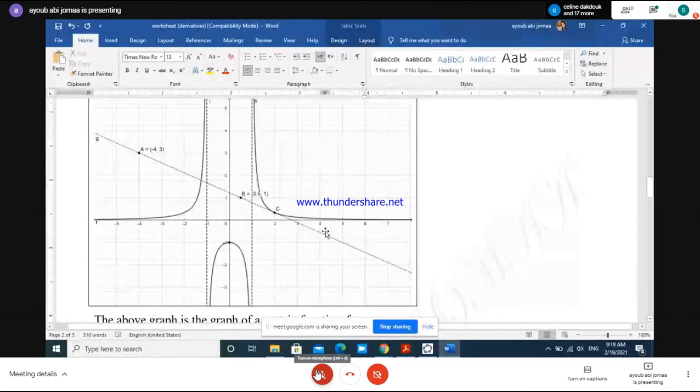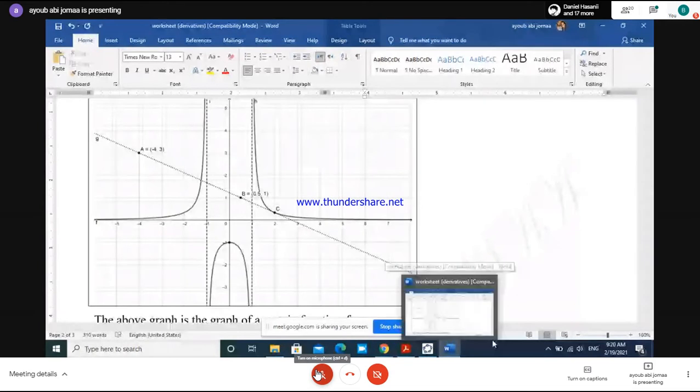As I said, vertical asymptote means that the graph is very close to the line, and the graph seems to be the line itself. Graphically, from the graph here, do we have a vertical line in which the graph is very, very close to this line? Which are?